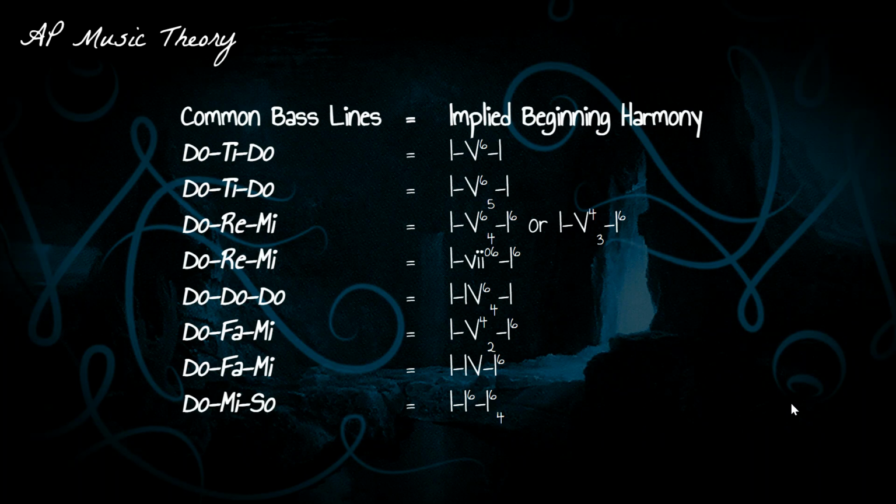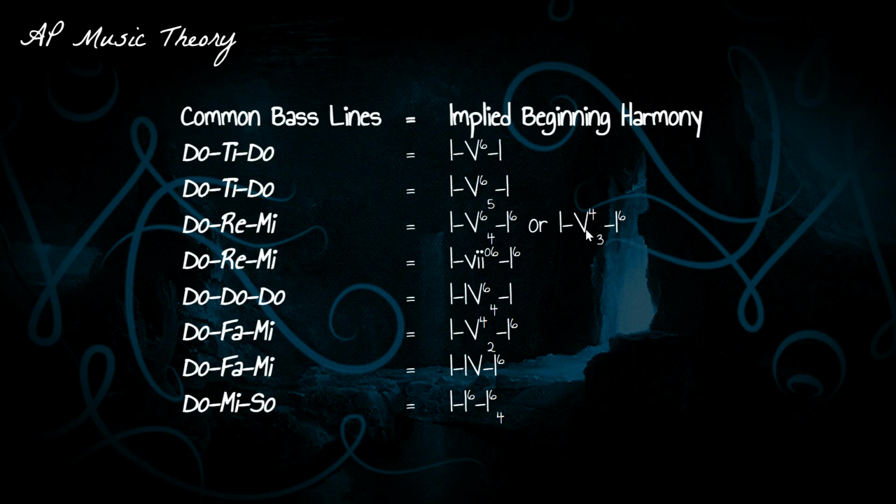Let us move on and look at recognizing phrase beginnings. So here we look at the common bass lines that might begin a phrase. Common bass lines are do, ti, do, and the implied beginning harmony is a tonic to a first inversion dominant and then back to the tonic. We also have do, ti, do with an added seventh right here, otherwise it's the same. We have do, re, mi with the tonic to the second inversion dominant to the first inversion tonic.